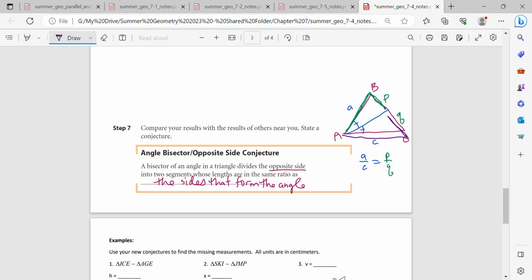I'm going to stop the video here, and then I want you to take a look at the examples, and then go ahead and do the video 2 so that you can check your answers to the examples.